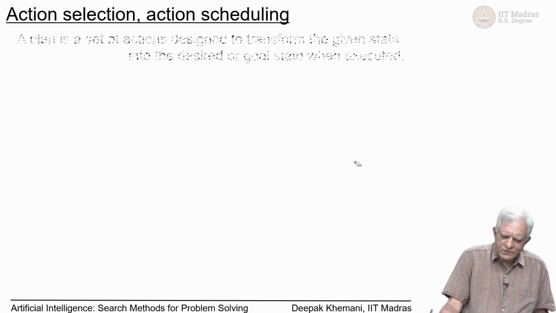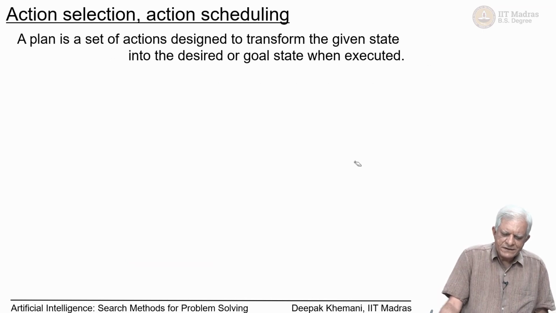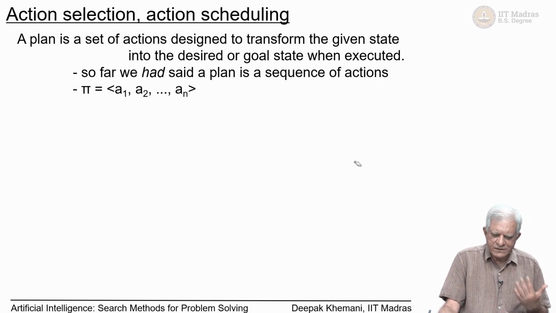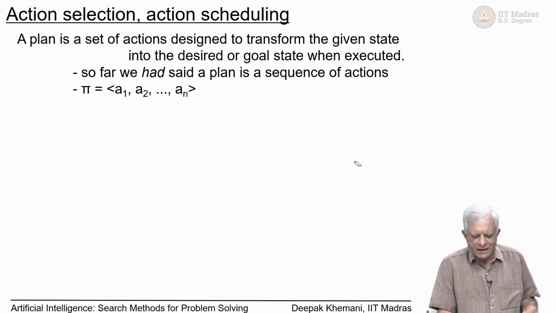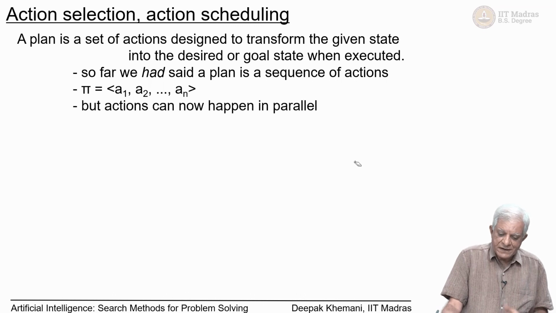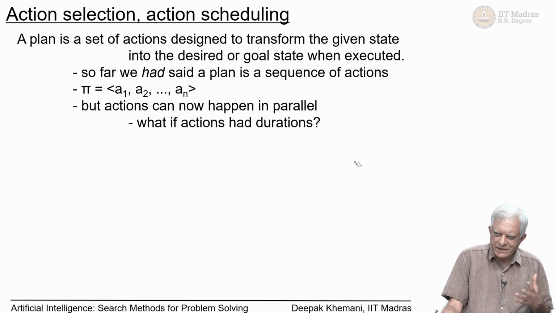Let us just do a bit of a recap on this. A plan is a set of actions designed to transform the given state into a desired or goal state when executed. So far we had said that a plan is a sequence of actions, and suddenly we are now saying that plans can happen in parallel. So far we said plan is a sequence A1, A2 up to AN essentially, but actions can now, with this partial order planning, happen in parallel, and there is going to be a difficulty if actions had durations. Then what does parallelism mean essentially?